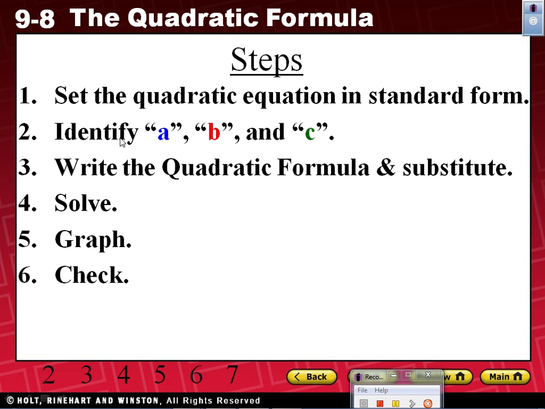Step 2, identify A, B, and C. Step 3, write the quadratic formula and substitute. And the last 3 steps are what we've been doing so far: solve, graph, and check.